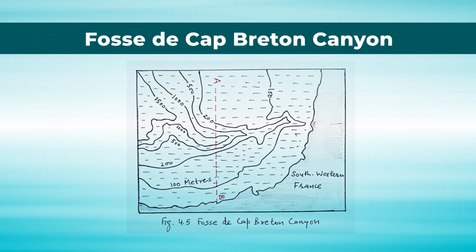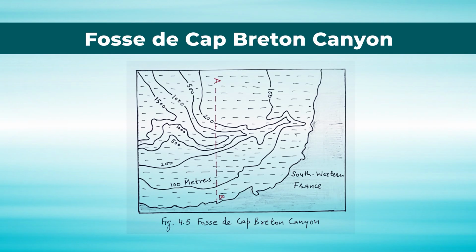Similarly, for another example you can take Fosse de Cap Breton Canyon. In this canyon, again these dark black lines represent the lines joining the places of same depth. What I told you, isobaths. But in this particular map, the values are in meters: 100 meter, 200 meter, 500 meter, 1000, 1500 meter. Isobaths are plotted in this. And this particular submarine canyon is off the coast of southwestern France.